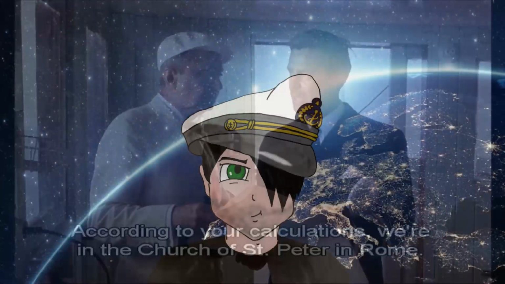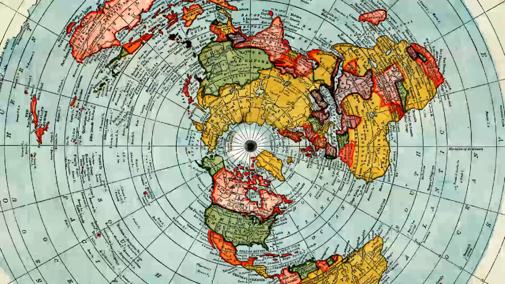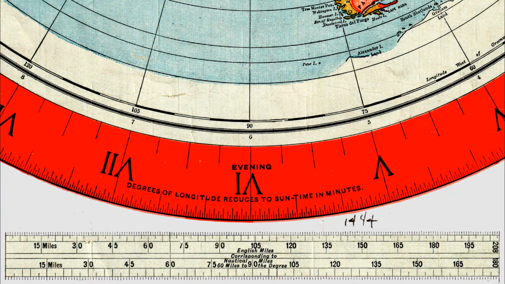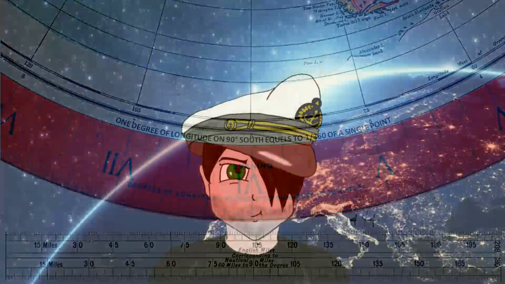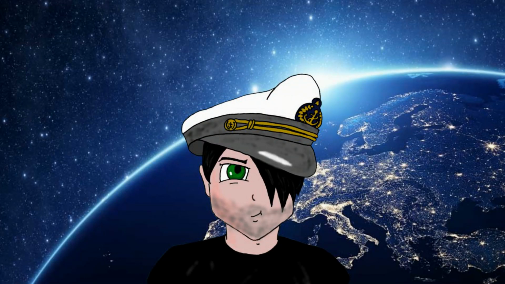Peterskirken i Rom. Even saying it sounds ridiculous. The longitude distances are way off in the south. The farther you go south on the map, the worse it gets. The scale on the 90 degrees south should say 1 degree of longitude equals 1/360th of a single point. Someone who lives in the southern hemisphere did a video about the size of a single point. Hoi hoi, I'm Planarwalk. It was Planarwalk.